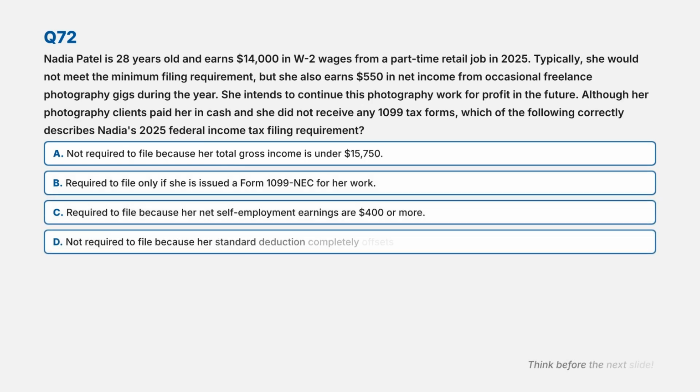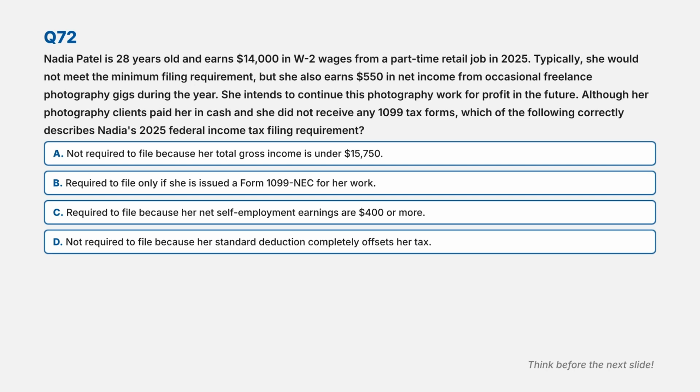Nadia Patel is 28 years old and earns $14,000 in W-2 wages from a part-time retail job in 2025. Typically, she would not meet the minimum filing requirement, but she also earns $550 in net income from occasional freelance photography gigs during the year. She intends to continue this photography work for profit in the future.